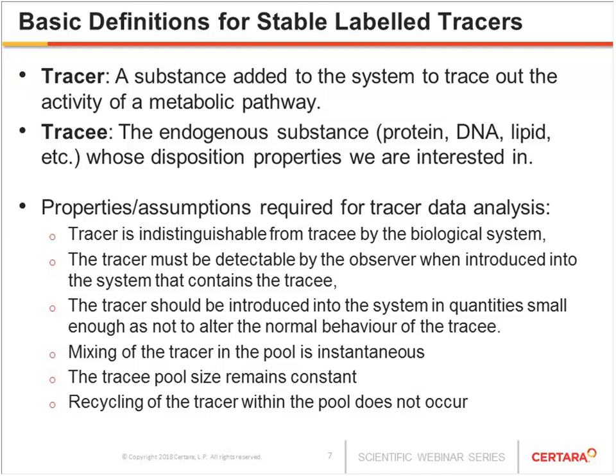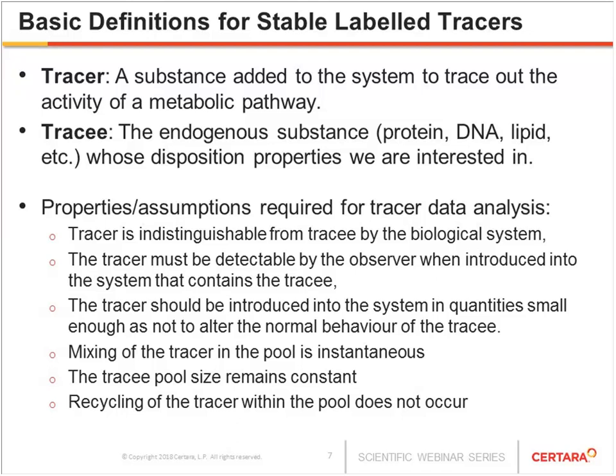But to do this type of studies, we need to make a number of assumptions and assume some properties for the tracer and the tracee. And I'm going to summarize them here for you. So tracers have to be indistinguishable from the tracee by the biological system. With that, I mean that when we add the tracer into the system, the biological system has to treat it in the same way as it would treat the tracee. So if it's metabolized by cytochrome P450s at a certain rate, we would expect the tracer and tracee to undergo a similar process or the same process.